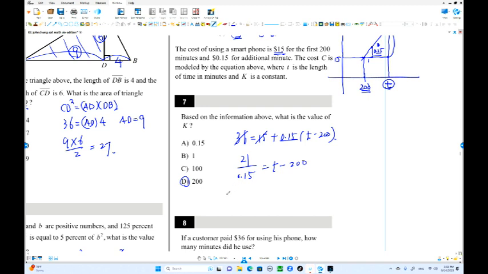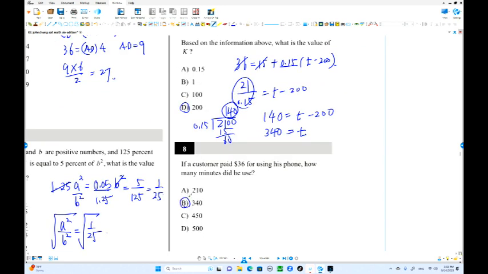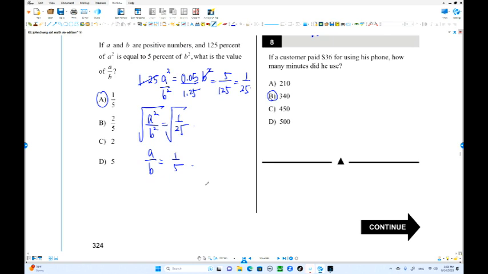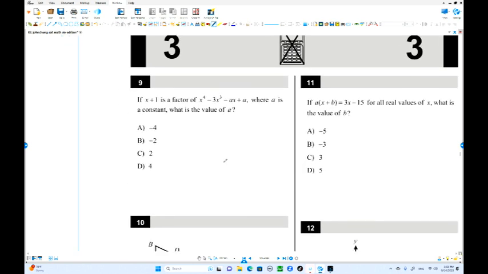21 over 0.15. Okay, you can use 21 over 0.15, which is 140. This value is 140. 140 equals t minus 200, so t equals what? Plus 200 on both sides, 340, okay? That's the answer. The cost will be $36 for 340 minutes.